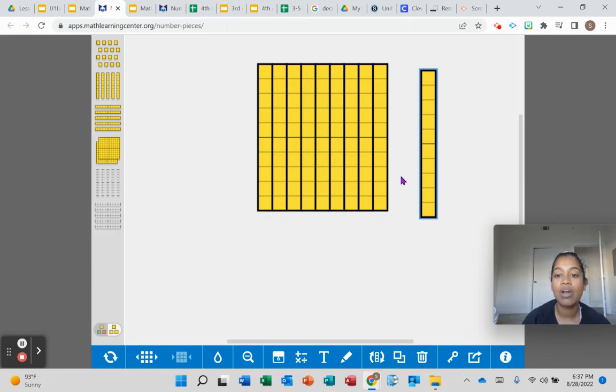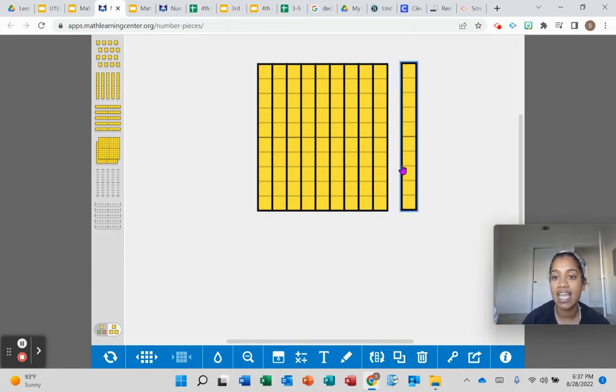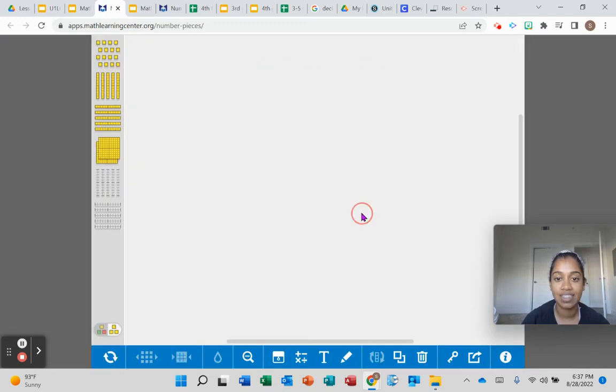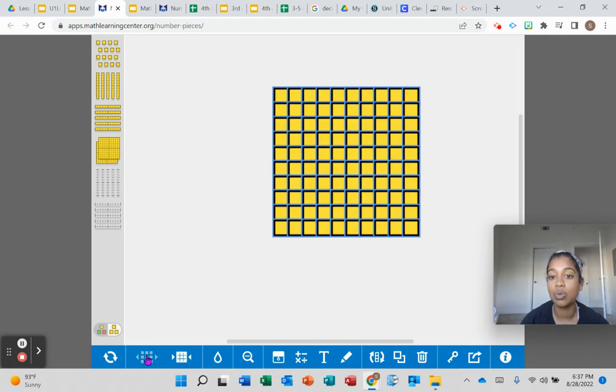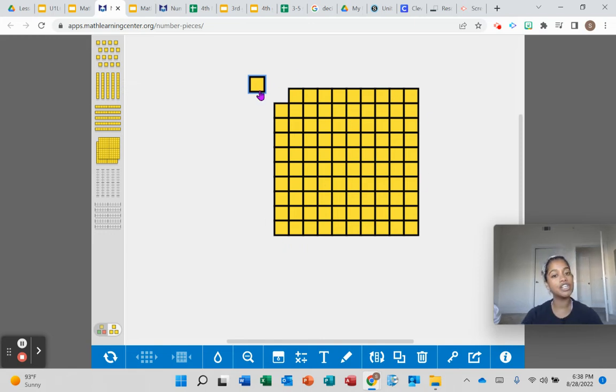All right. Now, if I were to take this whole and cut it into 100 pieces, this little portion right here would be one hundredth. It is one piece of 100 pieces. So that is what a hundredth is. A hundredth is telling me that I'm taking a whole and cutting it into 100 different pieces.